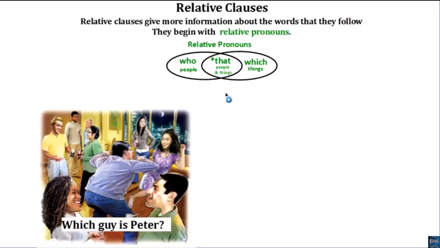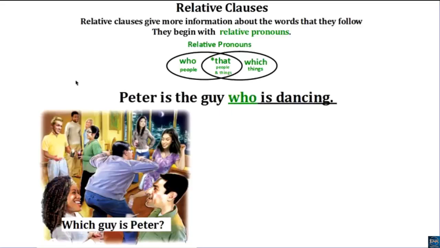And the guy replies, he says, "Peter is the guy who is dancing," okay? So this is what we're going to look at today, this type of information. Who is dancing? That's giving extra information about the word guy. It comes immediately after the word guy, and it's describing more information about which guy, right? So this is an example of a relative clause.